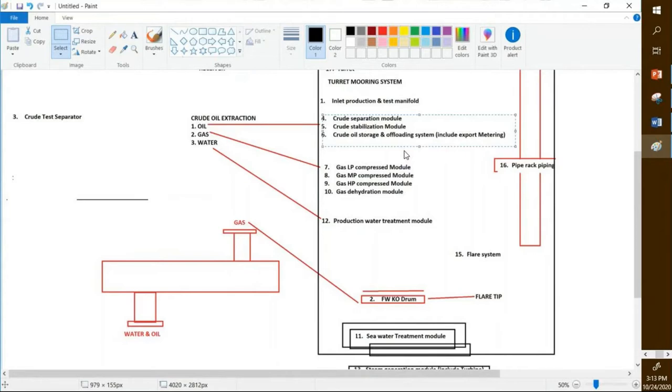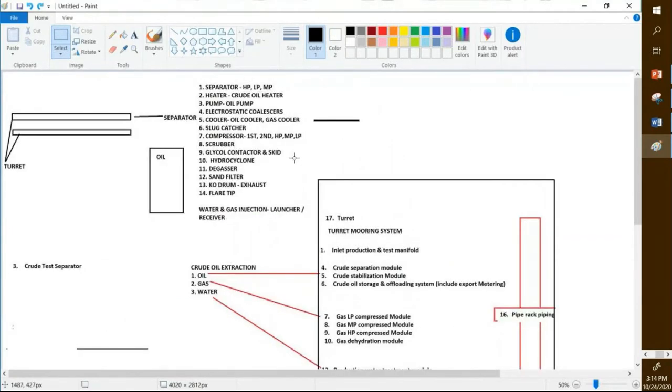I'm not getting into the detail of how we are going to run the piping or how we do the analysis, this is for oil and gas compression. I know the Lotley diagram. So can you tell me what vessels will come in this crude separation module? What are all the vessels or equipment from the list we have for the crude separation?